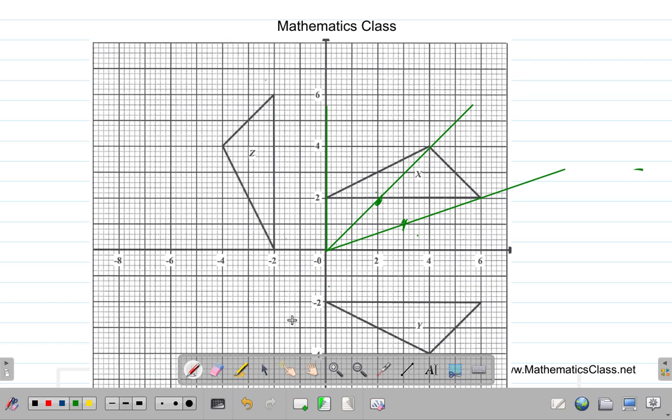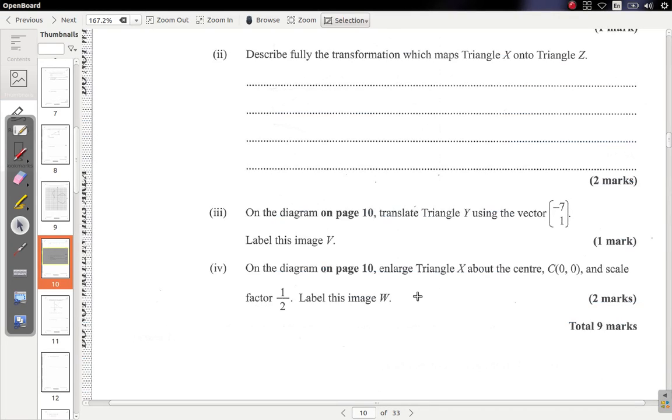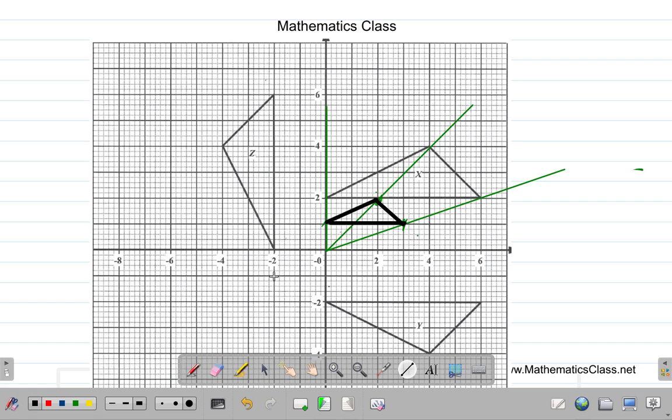And then this one you go from 0 to 2 straight up, but since it's a half, you go from half of 2, or 1, so you go from 0 to 1 straight up. So you see, in this case now, what you're going to do is join the points here. You make a triangle. That is the triangle, and they say label it W. So this triangle is W.